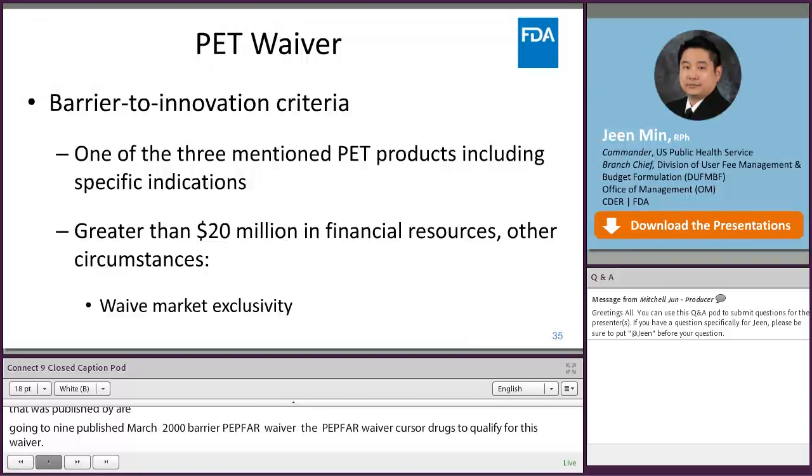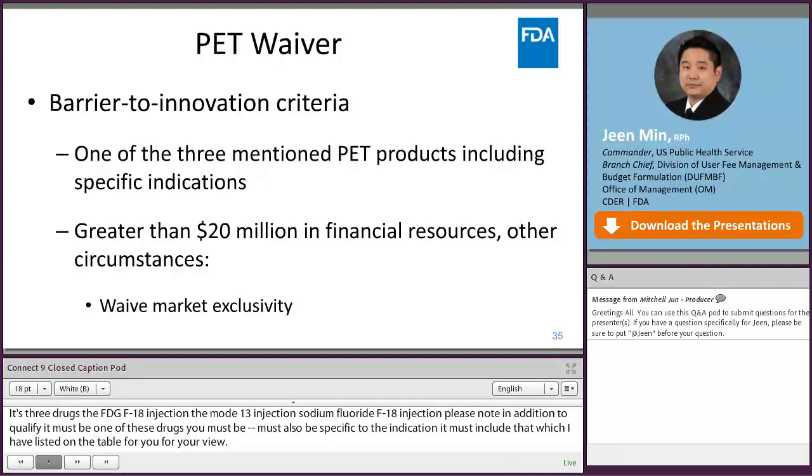So when it comes to the PET waiver, once again, it must be one of the 3 mentioned PET drugs, and it must include the specific indication. And just like the PEPFAR waiver, there is no financial limit, but there are other conditions. So if you submit under this waiver, you must waive the market exclusivity to the PET drugs that you are submitting for.